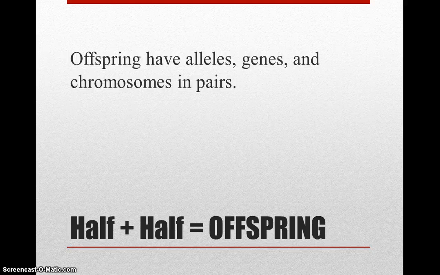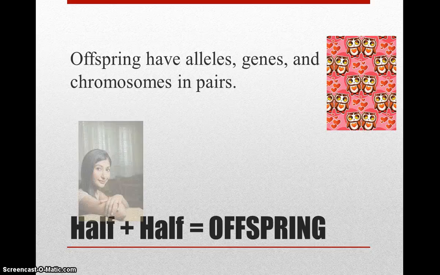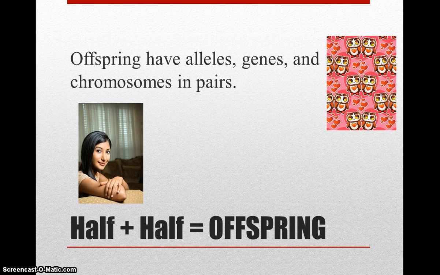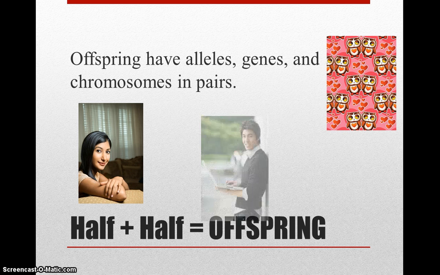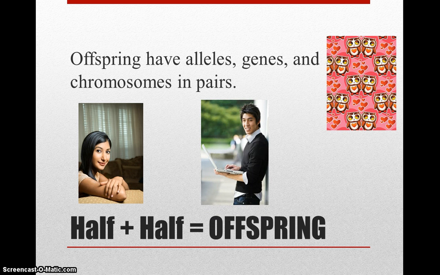Now, offspring have alleles, genes, and chromosomes in pairs. In another video, I talked about alleles being just different forms of the same gene. But everything that you see in that list always appears in pairs. Where do you think you get those pairs? Well, one of each of those pairs comes from your mother, and the other from your father.